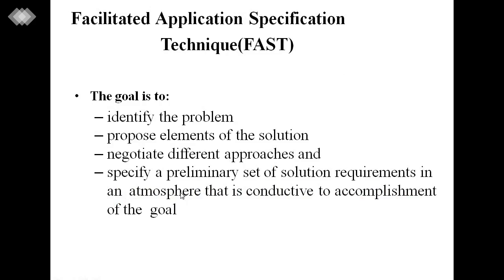So here are some goals which identify FAST. The first goal is to identify the problem. Second, propose elements of the solution. Third, negotiate different approaches. And last, specify a preliminary set of solution requirements in an atmosphere which is conducive to accomplishing the goal. So these are the goals which can be identified during the FAST technique, that is, Facilitated Application Specification Technique.